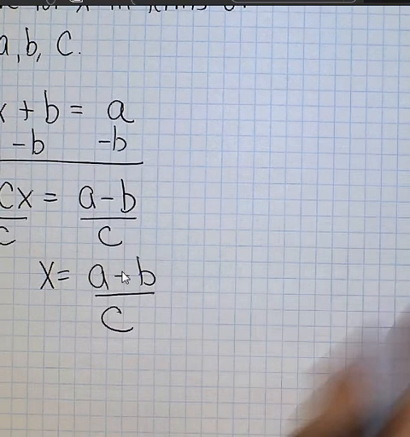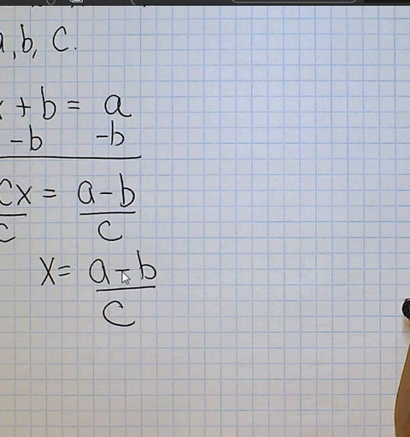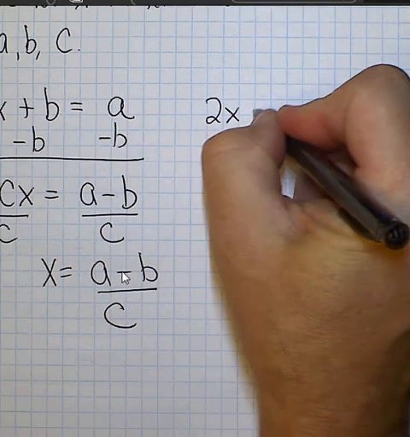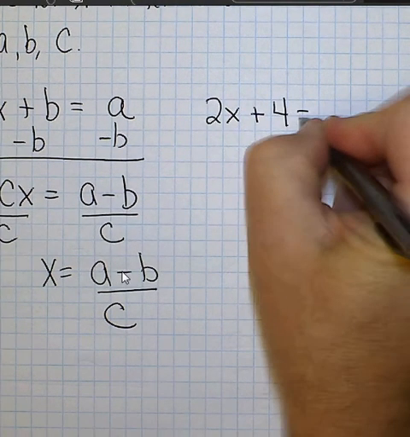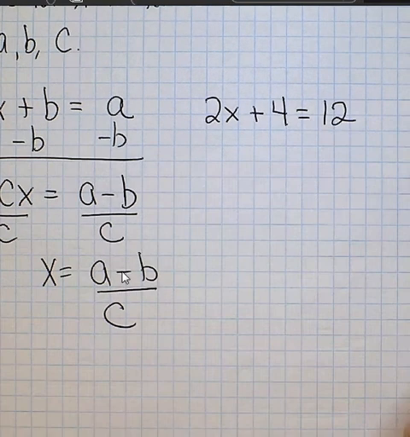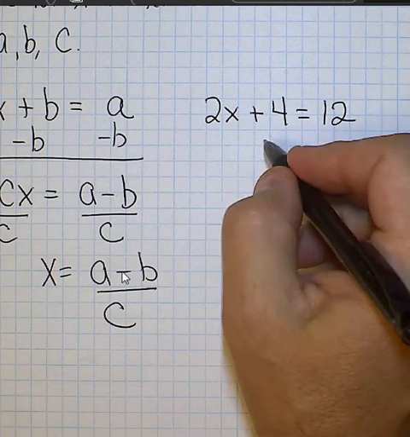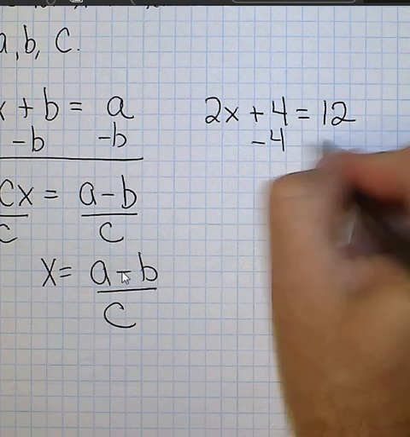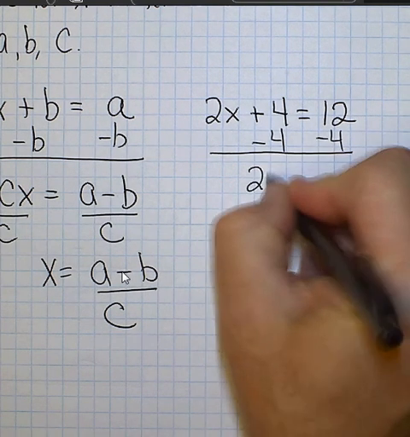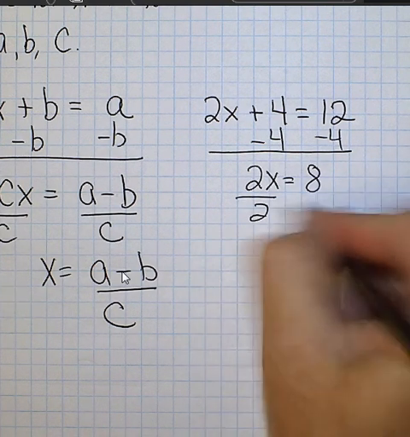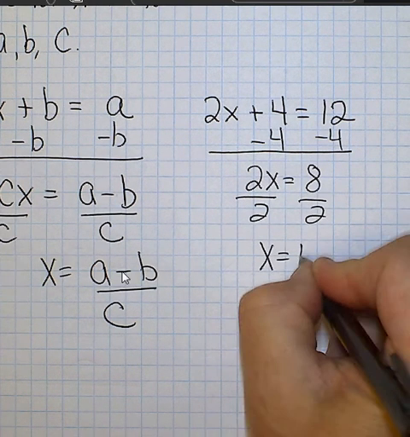And believe it or not, you just created a formula. And just give me a second. Watch. You ready? 2x plus 4 is equal to 12. How would we solve that equation? What would I do first? I would subtract the 4. And when I subtract the 4, I'm left with 2x is equal to 8. And then what would I do? I would divide by 2, divide by 2. I get x is equal to 4.